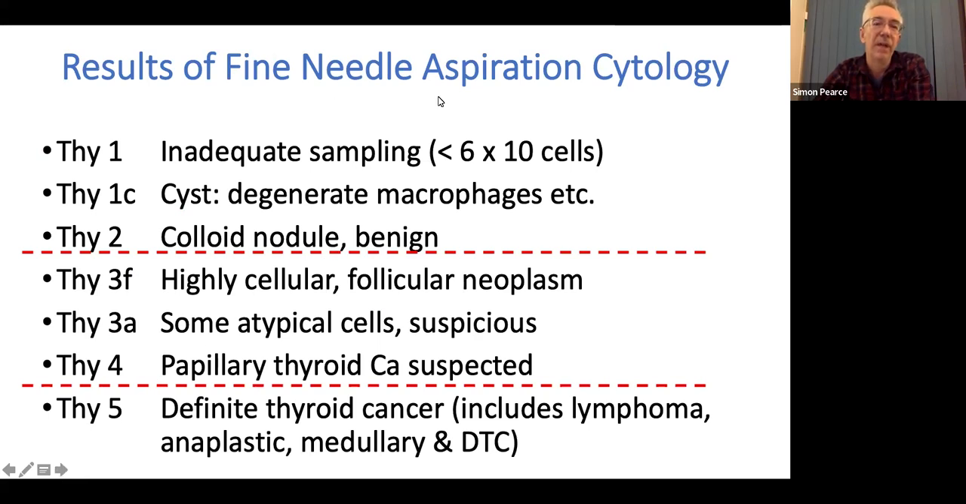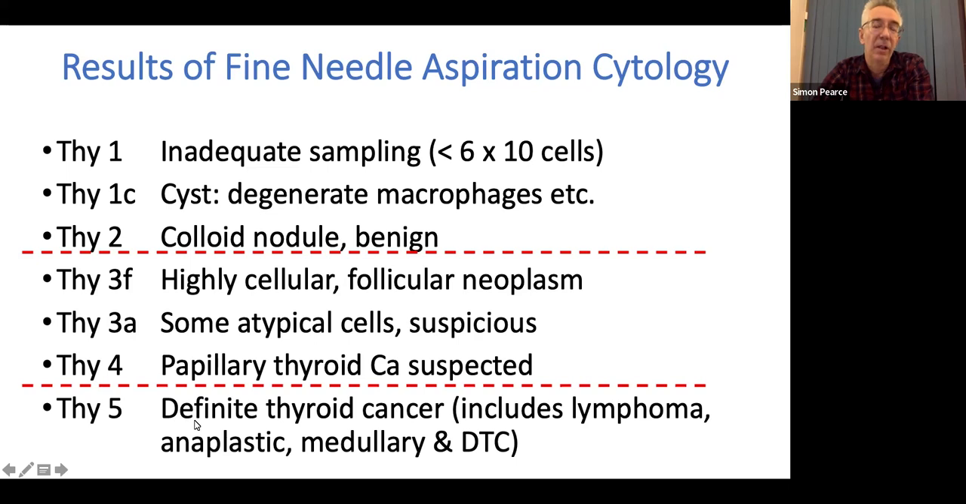And so the results of fine needle aspiration cytology are basically in three different categories. Roughly Thy1 or 2 means it's innocent and you don't need any more tests. Thy3 or 4 means it's suspicious of cancer, but it might not be cancer. And depending on whether you're Thy3a, 3f, or 4, it can be basically between 20 and 75% cancer risk. And then Thy5 means the cytologist says it's definitely cancer.